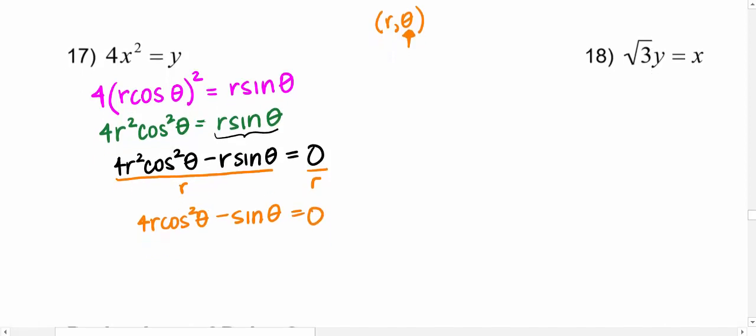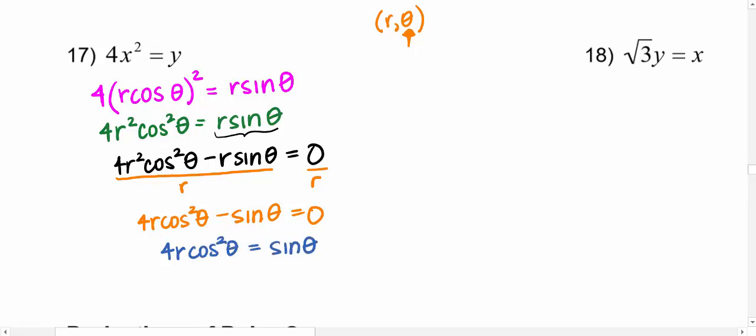And now I can see that I probably didn't really have to subtract the r sine theta to the left because I'm actually going to add it back over to the right because now it doesn't have an r anymore. So it'll become positive. So I could have gone right from the green to the blue if I divided by r. And then to solve for r, I'll divide by 4 cosine squared theta.